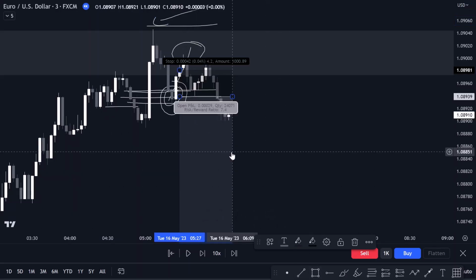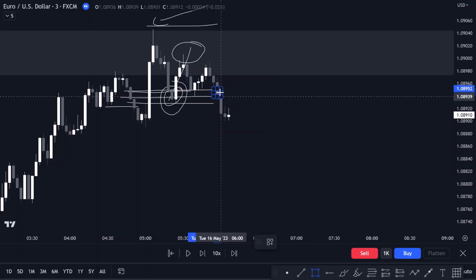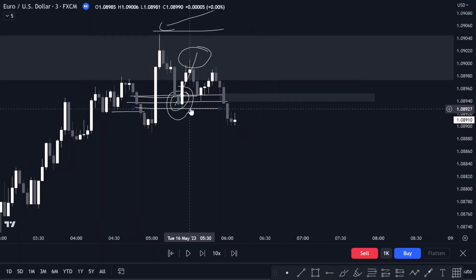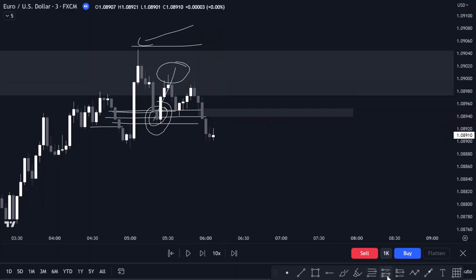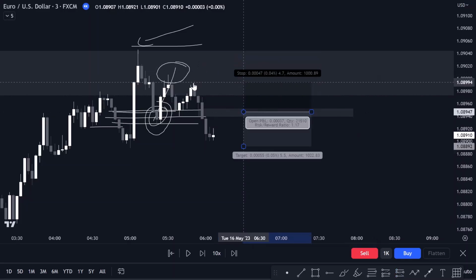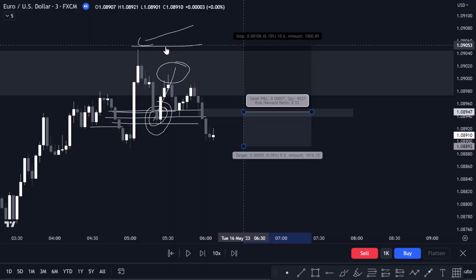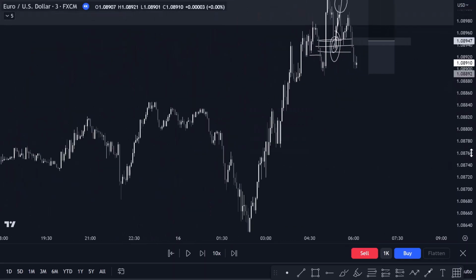So now, let me just remove this. Now we can basically enter here. And this is going to be the same as our second leg distribution, right? So if I enter from here, just to be on the safe side, and instead of having my stop loss just above here, I'll take it all the way to this swing high, which is above the point of interest. And then I can target whatever.